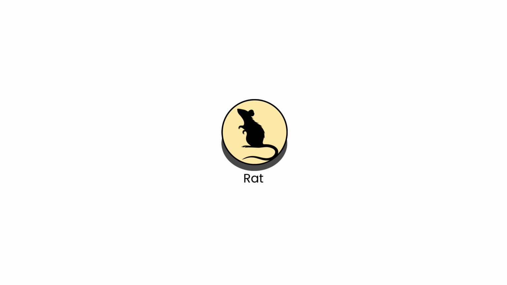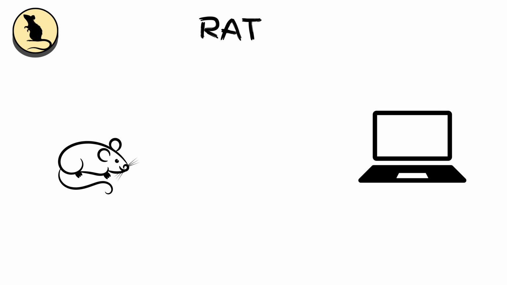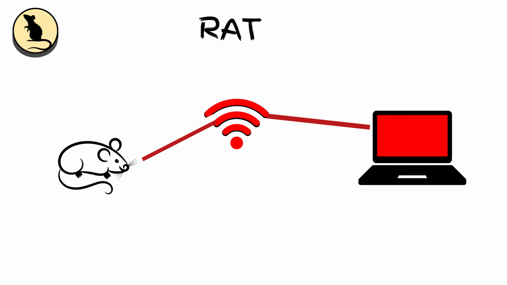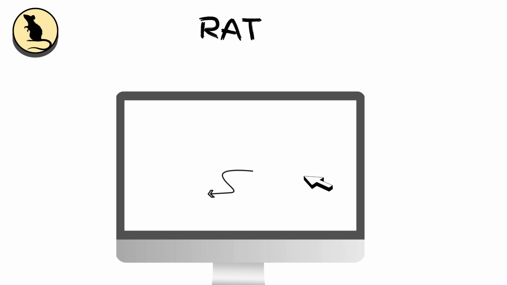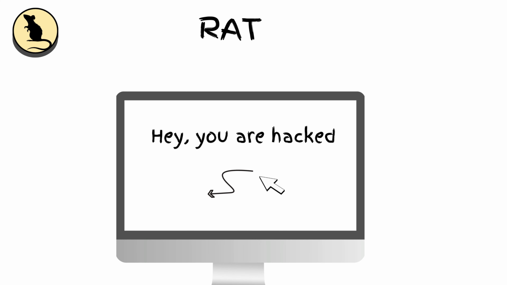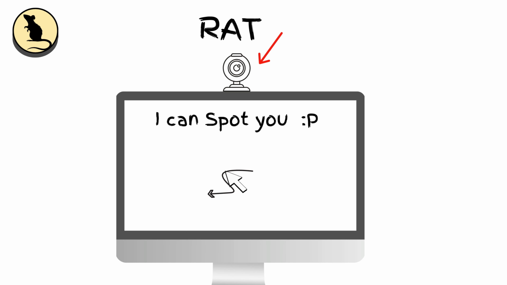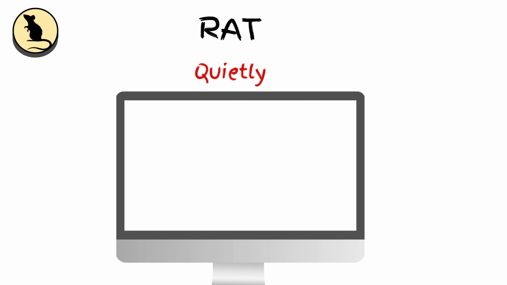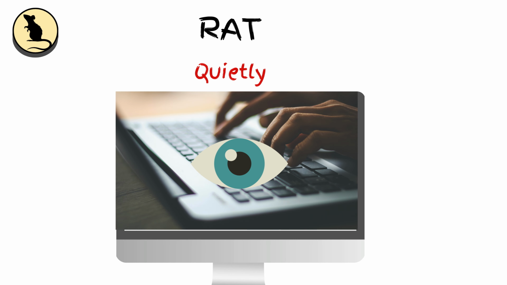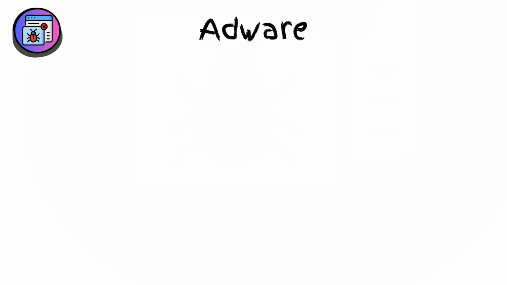RAT, or Remote Access Trojan, is a type of malware that allows a hacker to control a computer remotely via the internet. When your computer is affected by a RAT, the hacker can control your mouse, type, access your webcam, and more. However, it often operates quietly, functioning mainly as a keylogger to capture your personal information.